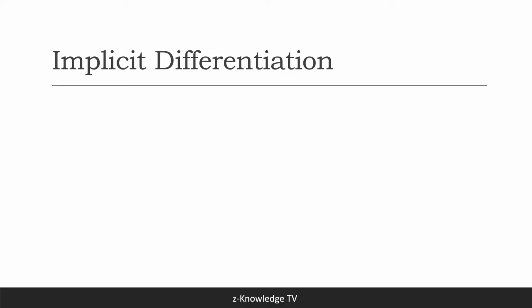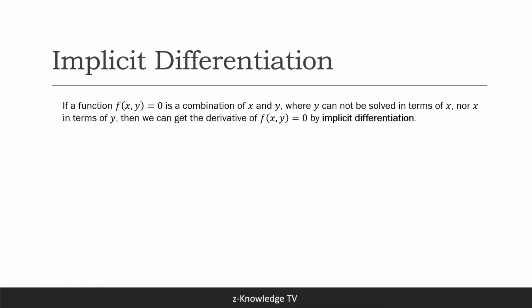Okay? So, ano pa? So, if a function f of x and y is equal to 0 is a combination of x and y where y cannot be solved in terms of x nor x in terms of y, then we can get the derivative of f of x and y is equal to 0 by implicit differentiation. So, dito daw, kapag hindi daw natin directly ina-express yung y natin in terms of x, okay? So, pwede natin sila i-differentiate. So, ang tawag doon is implicit differentiation. So, para makuha mo yung value ng y mo.